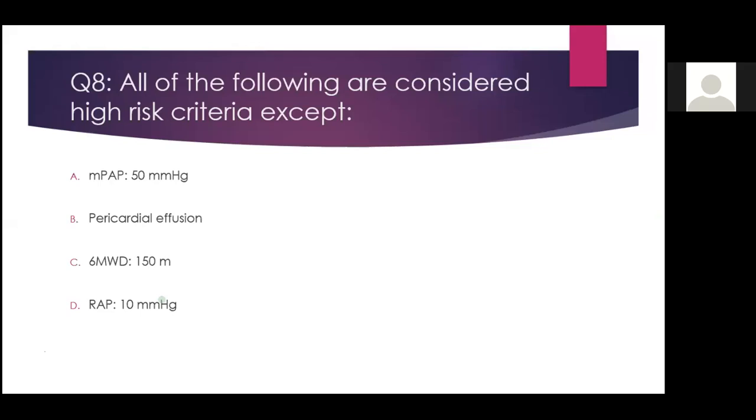So all of the following are considered high risk criteria, except: A, the mean pulmonary artery pressure is 50 millimeter mercury; B, the presence of a pericardial effusion; C, the 6-minute walk distance is 150 meter; or D, a right atrial pressure of 10 millimeter mercury. Please respond.